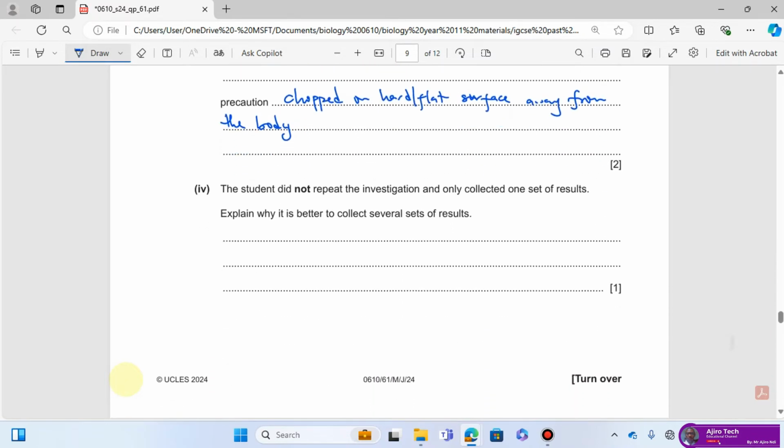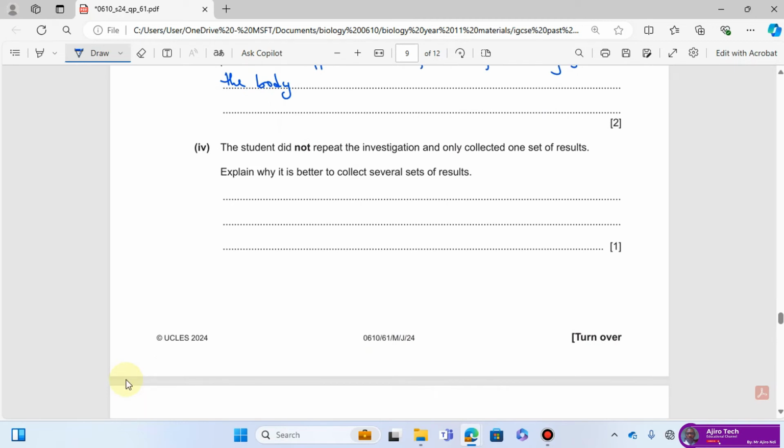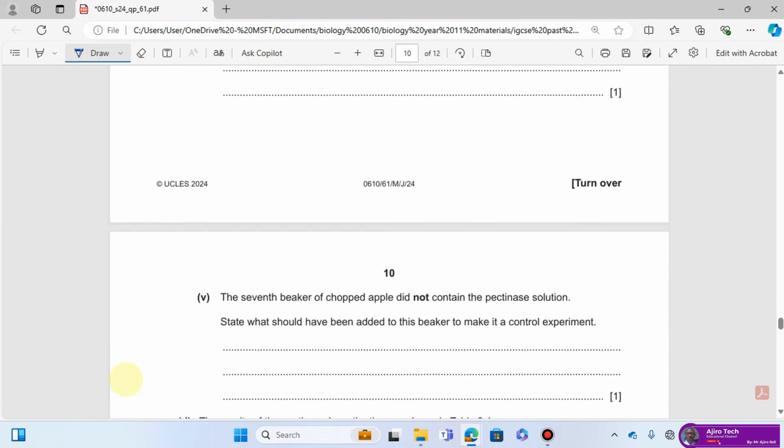That's a precaution. Now it says the student did not repeat the investigation. You only collected one set of results. It is better to collect several sets of results. We collect several results to identify and exclude anomalous results. So we can have two or more readings and identify an anomalous result. An anomalous result is a result that does not conform to the pattern.